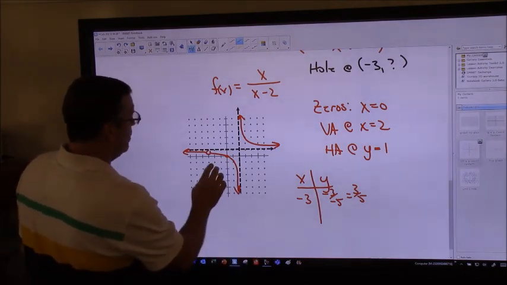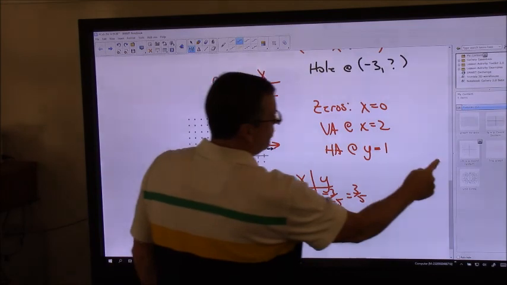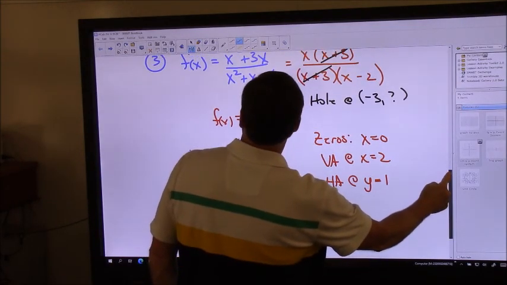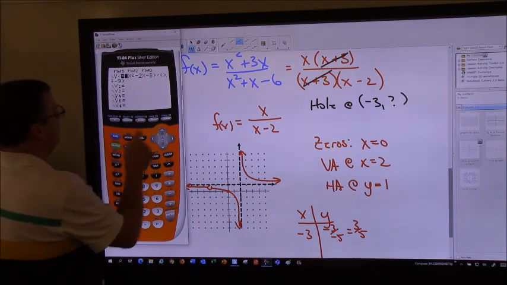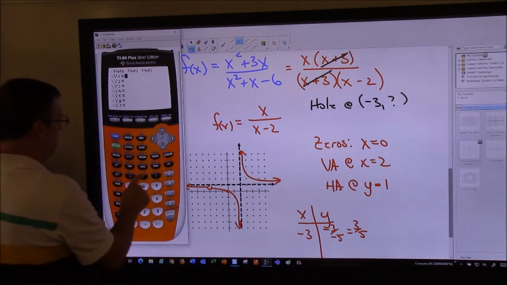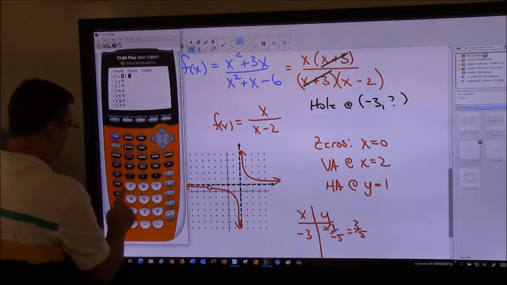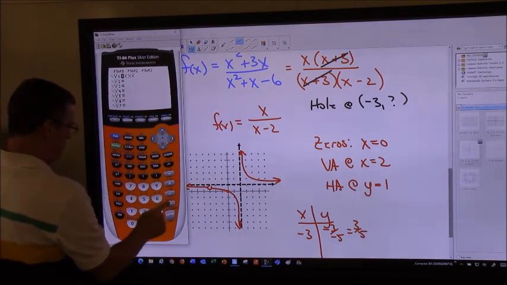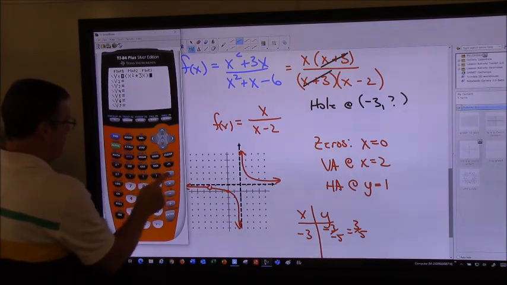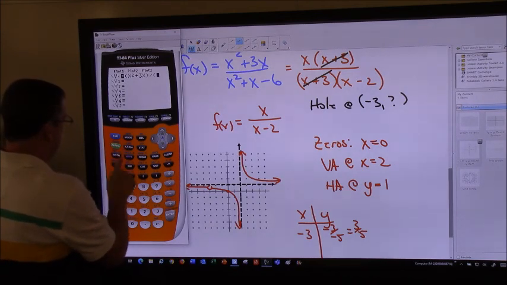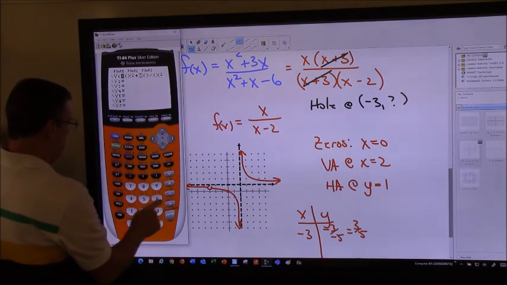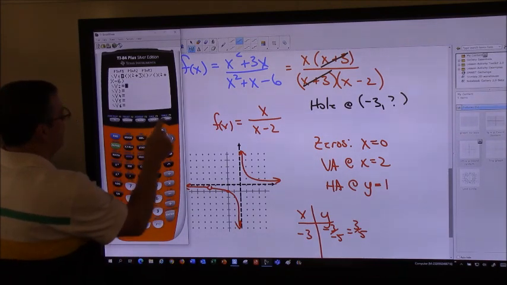And now just for my own confidence, I would want to punch this into my graphing calculator just to check. So I got to go back to my original function. So we'll clear this. In parentheses, I've got x squared plus 3x. And then divide that by, in parentheses, x squared plus x minus 6. And then we'll hit graph.